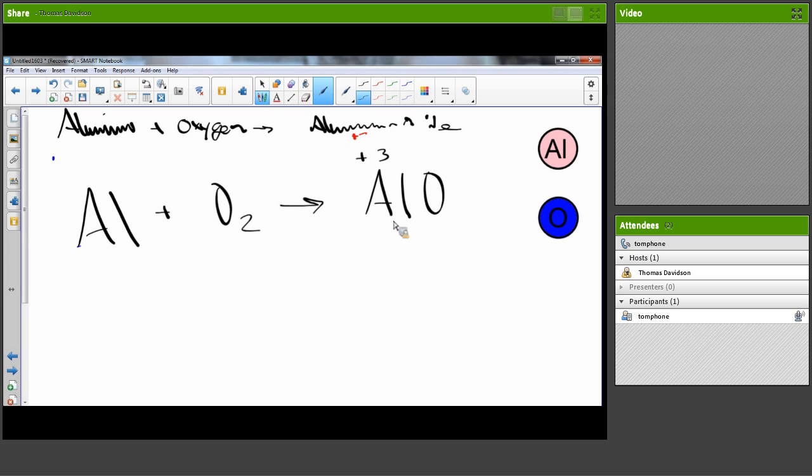Oxygen is a -2. So really, this is Al2O3. Who had that part right? Raise your hands. What happens to the diatomic too? All right, look, when something's diatomic, it's only diatomic when it's by itself. In a compound, it's whatever it needs to be to balance charges. Okay? Diatomics are only diatomics when they're alone.